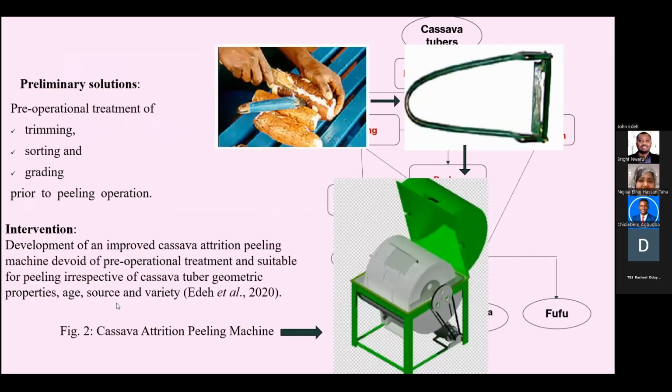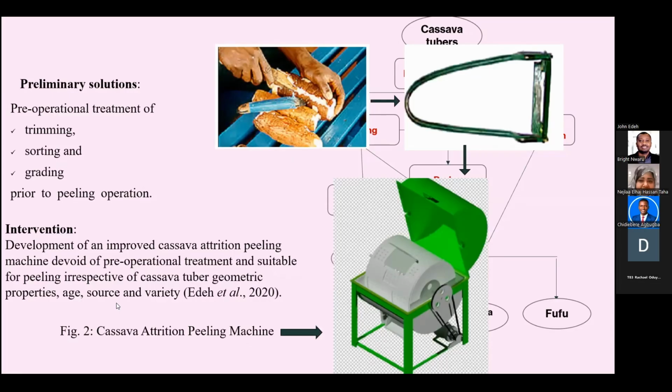Yes, but however, they still face some challenges. These are preliminary solutions, but they are characterized by pre-operational treatments. Some of these machines can only work when you have performed some pre-operational treatment, like trimming, sorting, grading before peeling, so that the system can align properly. But the challenge is, how do we peel this cassava without going through this pre-operational treatment and meet up with the huge demand for cassava products? That actually spurred us into our research in peeling.